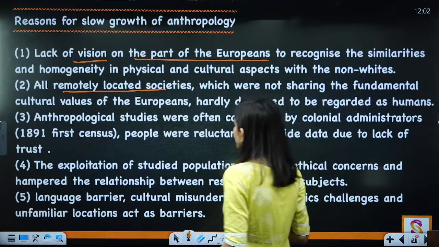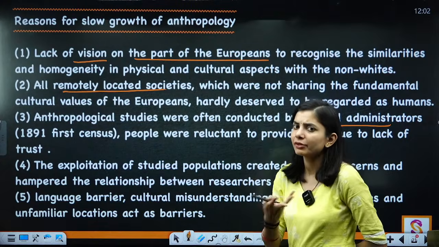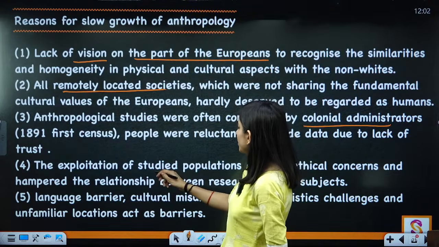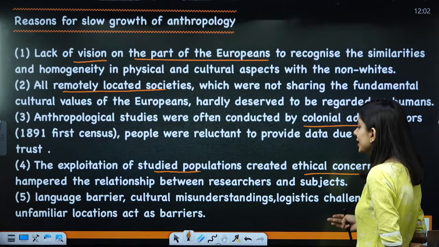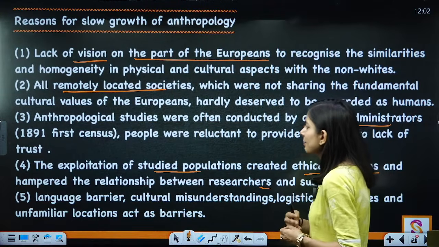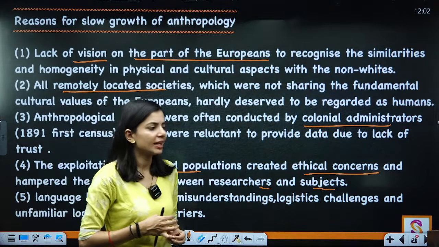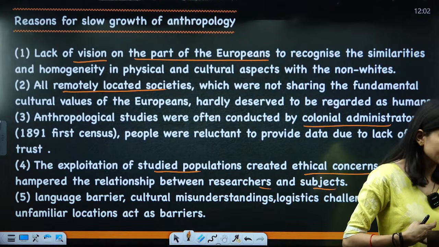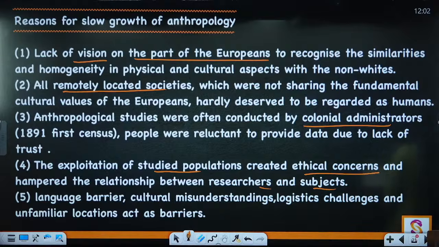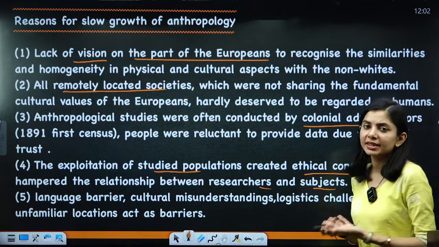Next, anthropological studies were often conducted by colonial administrators, and people were reluctant. They did not have trust. Next, the exploitation of the studied population. They created ethical concerns, and they hampered the relationship between the researcher and the subject. Sometimes the population feels that their data could be misused. For example, now censuses are being conducted. Just tell me, the census people visited your area, yes or no? They came to your area, so they must be gathering some information.